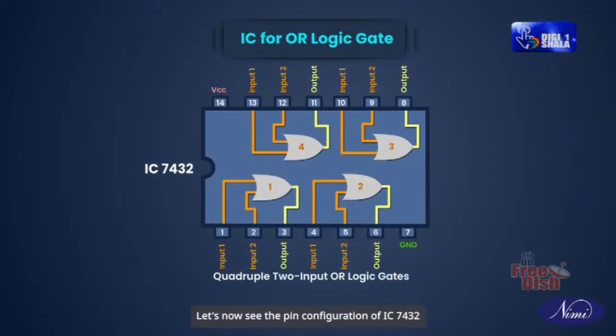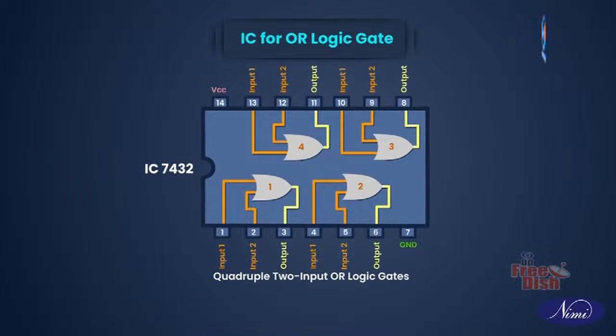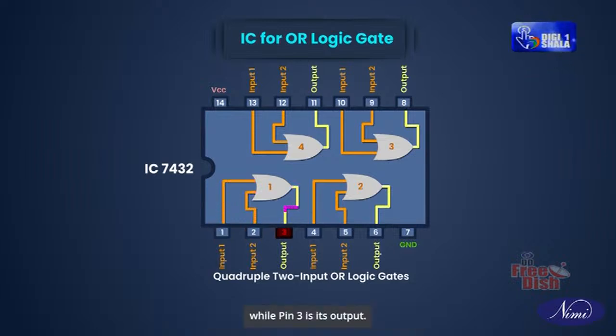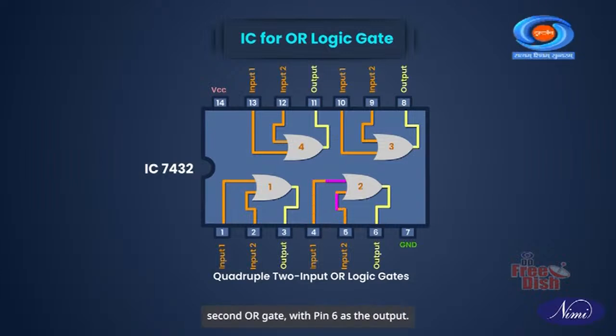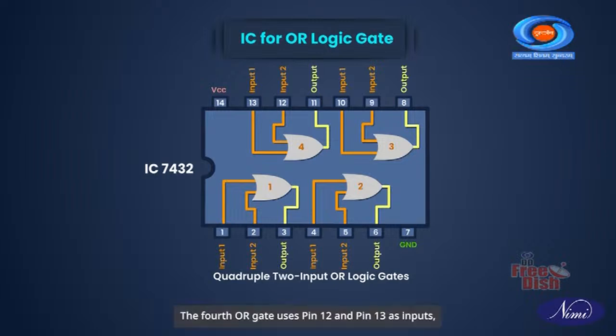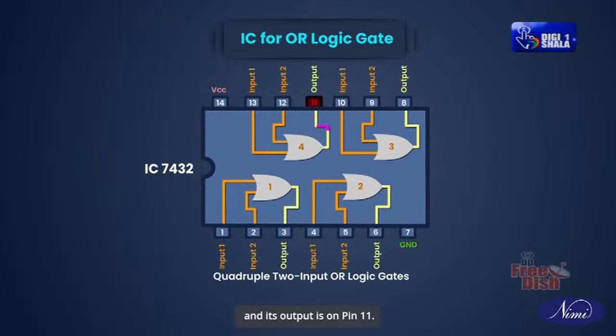Let's now see the pin configuration of IC 7432. Pin 1 and Pin 2 are inputs for the first OR gate, while Pin 3 is its output. Pin 4 and Pin 5 serve as inputs to the second OR gate, with Pin 6 as the output. For the third OR gate, Pin 10 and Pin 9 are the inputs, and Pin 8 is the output. The fourth OR gate uses Pin 12 and Pin 13 as inputs, and its output is on Pin 11. Pin 7 is connected to the ground. Pin 14 is the supply voltage or VCC, typically plus 5 volts.